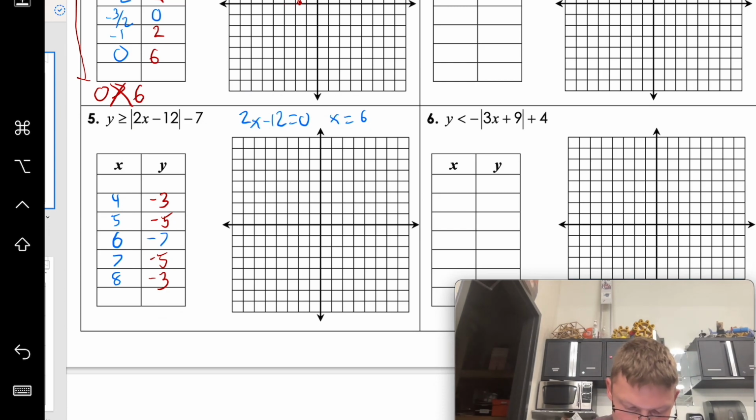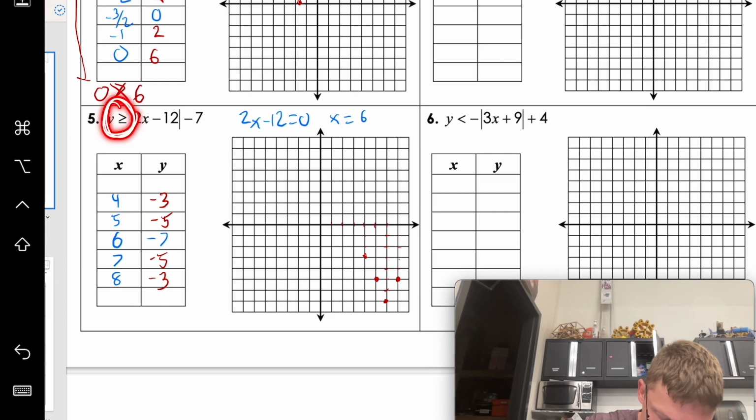Okay, so let's graph that out. 6, negative 7, 1, 2, 3, 4, 5, 6. 1, 2, 3, 4, 5, 6, 7. So when we went to 7, negative 5, 1, 2, 3, 4, 5. And then over here, negative 3, 1, 2, 3. Looking at this guy right here, that is a greater than or equal to sign. So that means we can do a solid line. Those are way easier to draw too.